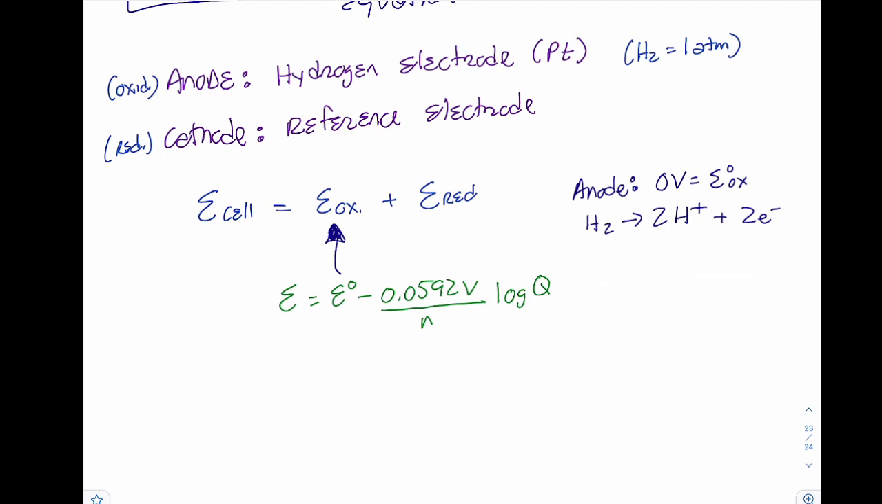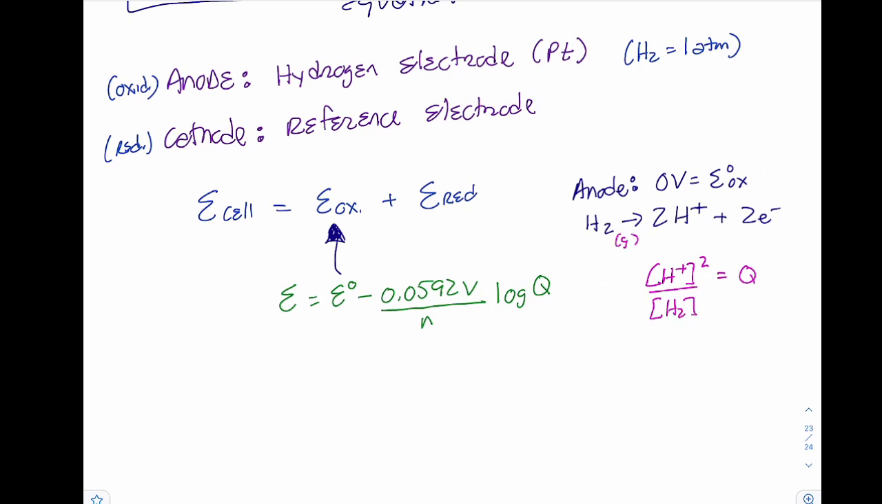So plugging some things in, I know that this is going to be 0 volts. We're talking about my oxidation half cell, which is using my standard hydrogen electrode, so 0 volts. So I'm going to substitute in a 0 for this number. I know that I have 2 moles of electrons being transferred, so n is going to be equal to 2. And then Q, if we look at Q in a little more detail, Q is going to be the concentration of products raised to a power equal to its coefficient over the concentration of reactants.